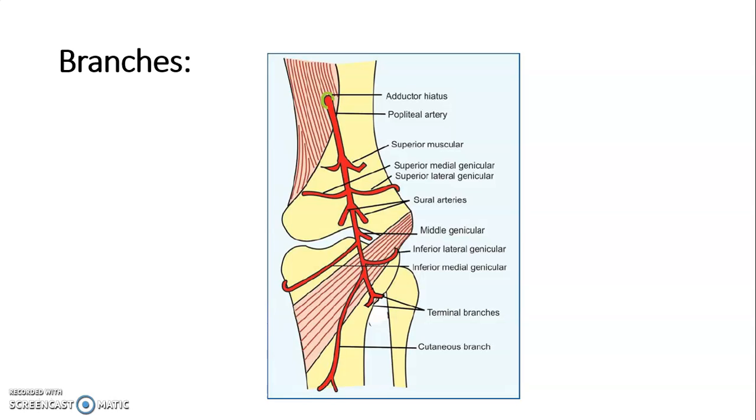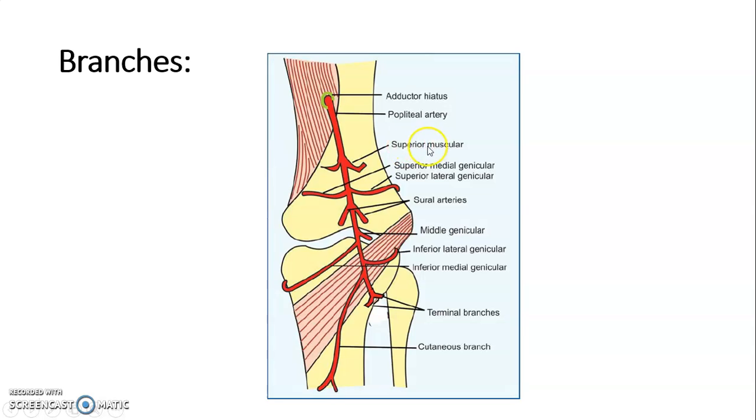So there are genicular branches. We have superior medial genicular and superior lateral genicular branches. We have middle genicular branch, inferior lateral genicular branch, and inferior medial genicular branch. These branches, as I have already told you, take part in anastomosis around the knee joint.